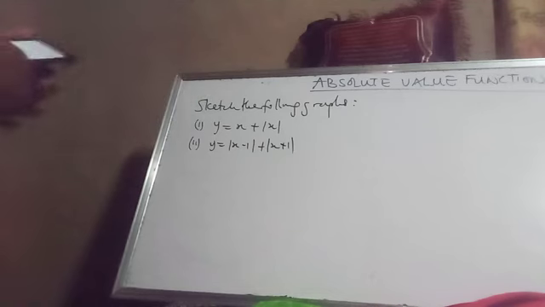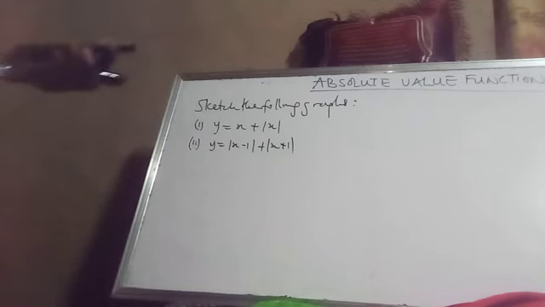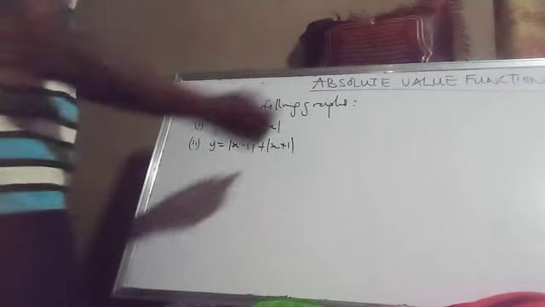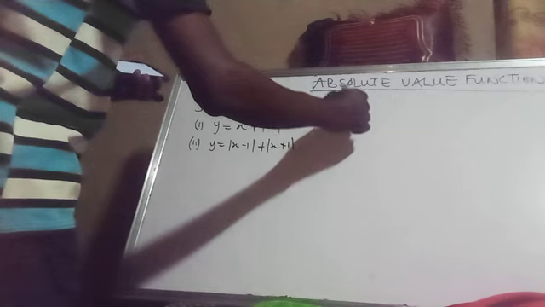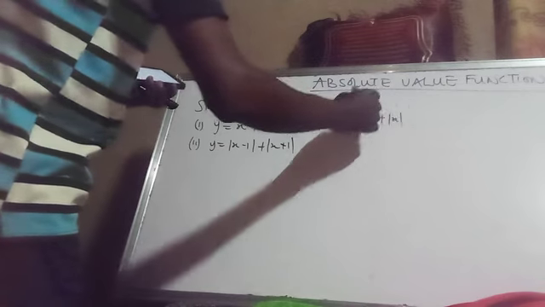Students, you are welcome back to more examples on how to sketch absolute value functions. For the first one, I want to sketch y is equal to x plus absolute value of x. Let's define the function. y is equal to x plus absolute value of x. How do we define this?